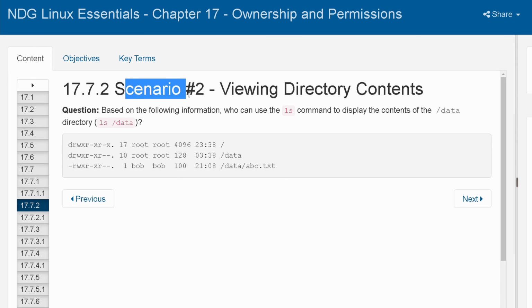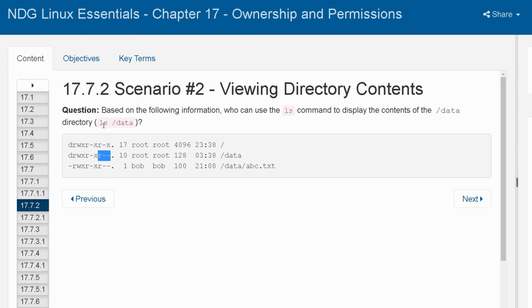Next, we have scenario 2, viewing directory contents. Based on the following information, who can use the ls command to display the contents of the /data directory, ls /data? Looking at this, again we have root. I think this is all the same information. When we look at this slash, we have root, execute for global. That means that anyone can execute into the /data directory. So now we're in here. We have the read permission.